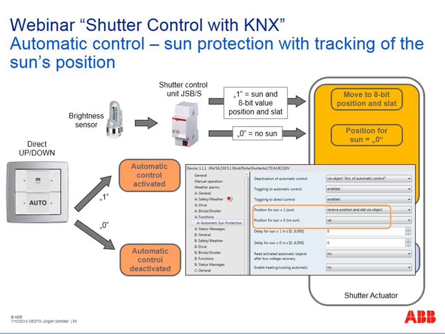So additionally, we can see here the telegram, our ETS parameter. For example, the position here for sun, the logical one is the sun outside. And then we have here one parameter, receive position and slat via object. This is exactly this one here. The shutter control unit calculates the position of the sun, and then he sends the value drive in 50% position and change, for example, the angle of the lamellas about 25%. So he sends this value via this parameter here.